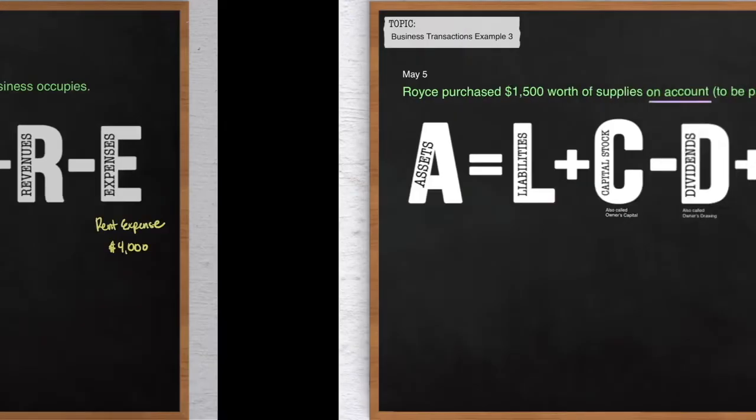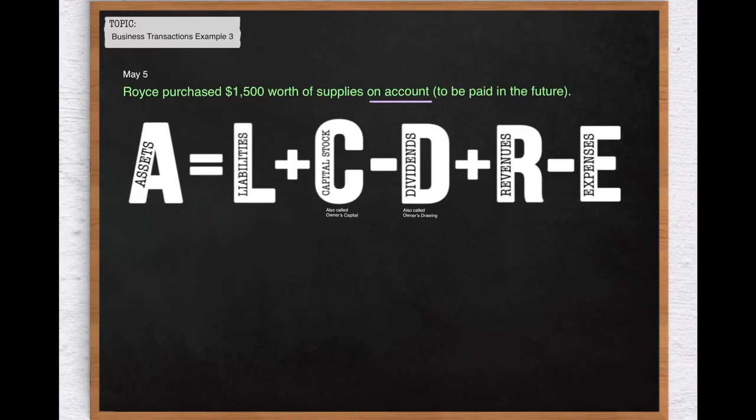That's important to note there because we had a $4,000 amount on the expense, but since the expense had a negative in front of it, it becomes a negative amount.